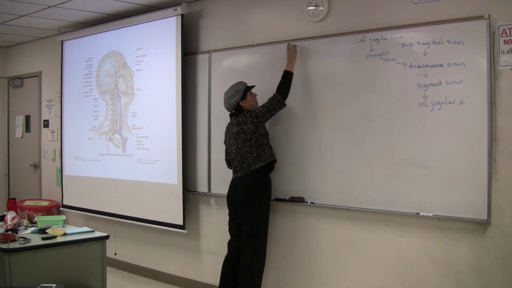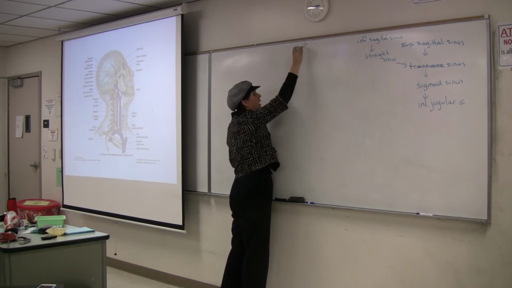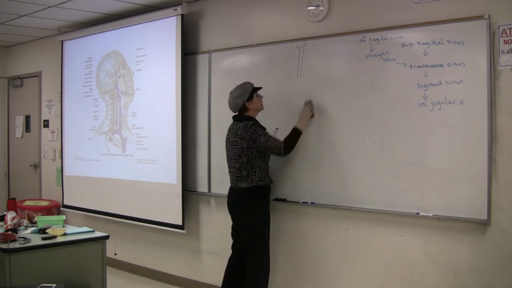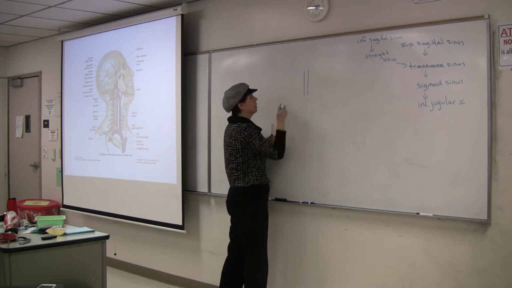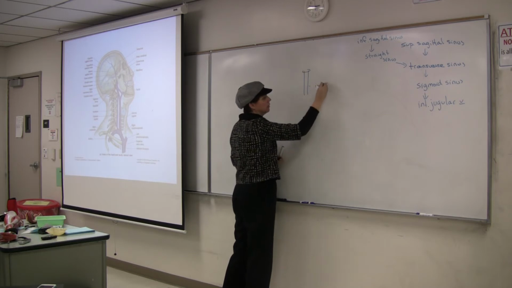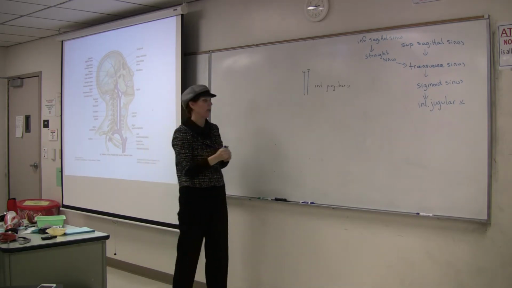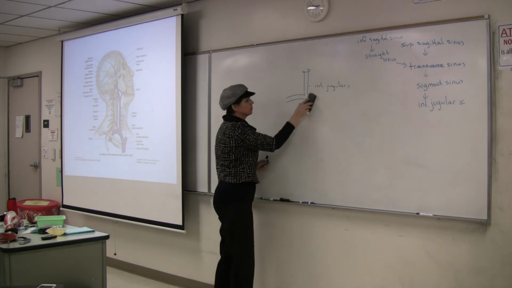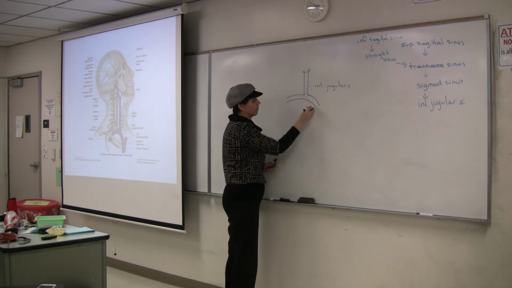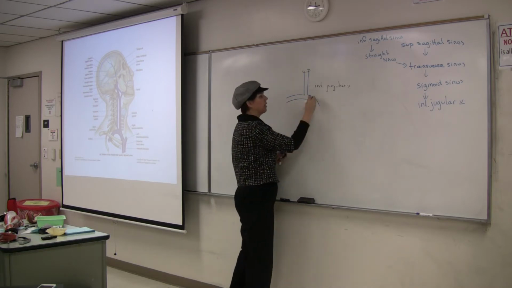So here would be the jugular foramen, and we'll bring the internal jugular vein down. Let me bring that down a little bit farther because I want to draw my face. So internal jugular vein. And the internal jugular vein is going to join with the subclavian vein to form the brachiocephalic vein. And we have 2 sets of brachiocephalic veins. We only had one brachiocephalic artery, but we have 2 brachiocephalic veins.